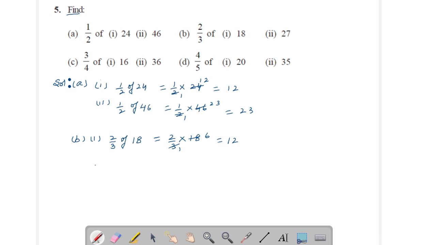Now come to second part. It is 2 upon 3 of 27. This can be written as 2 upon 3 of is into 27. Here again simplify, cancel 3 and 27 by 3. 3 1s are 3, 3 9s are 27. Multiply 2 into 9, it is 18. Your answer is 18.